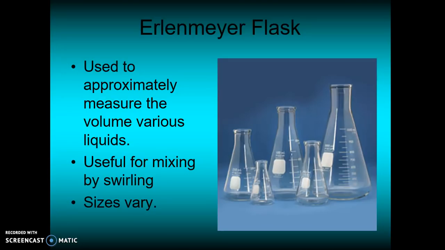The next glassware looks like a cone, and the common name is a conical flask because it looks like a triangle. But the name is Erlenmeyer Flask, named after the scientist. It's used to approximately measure the volume of various liquids. It's useful for mixing by swirling because it has a narrow top and there is no chance of the liquid splashing. Again, it comes in various sizes.